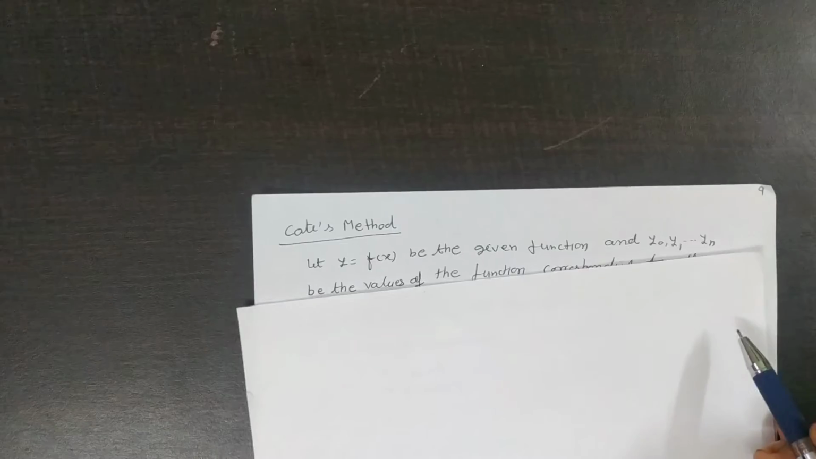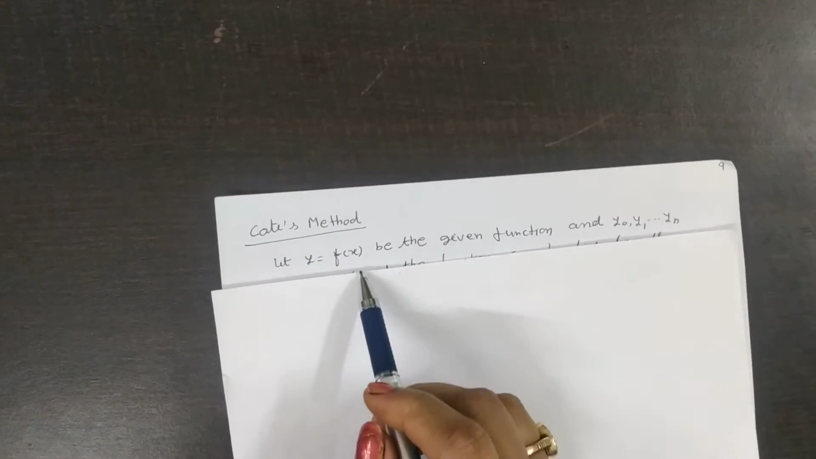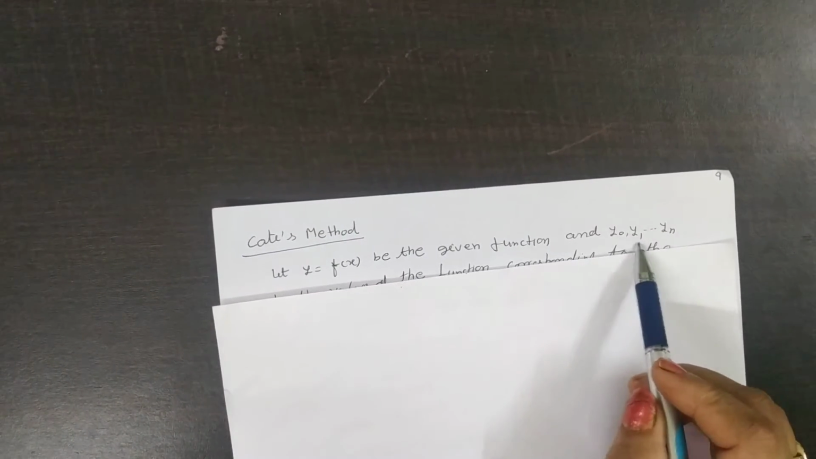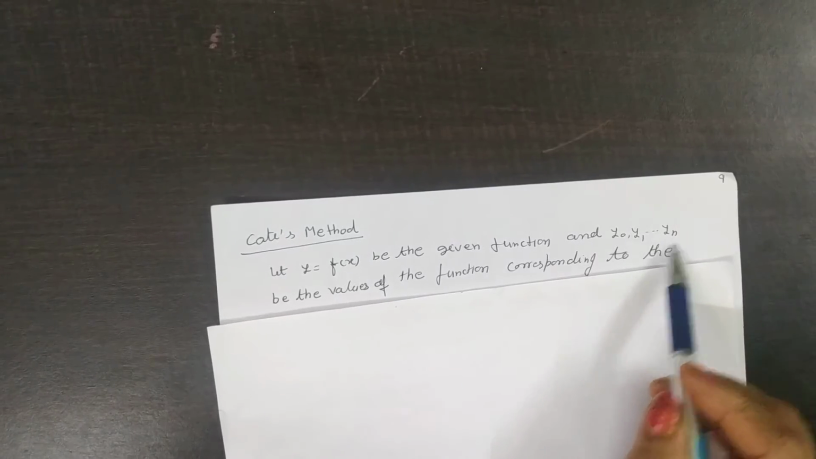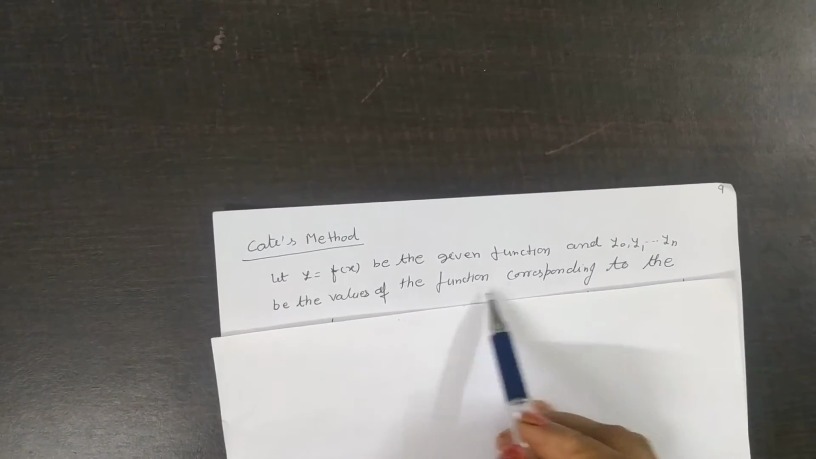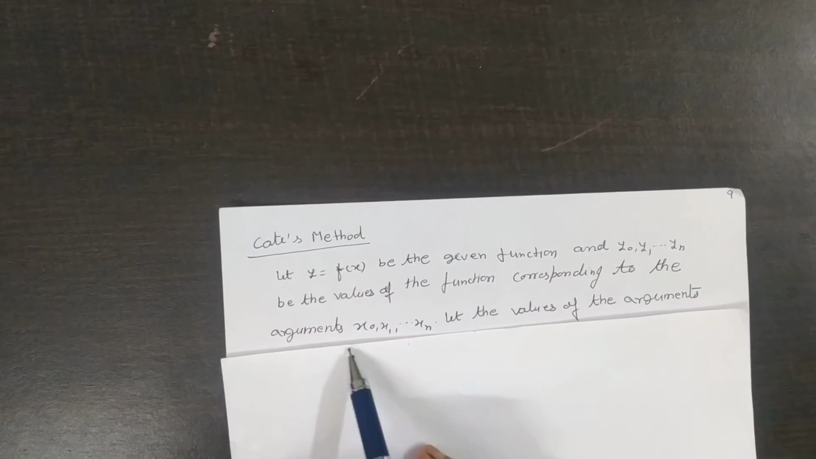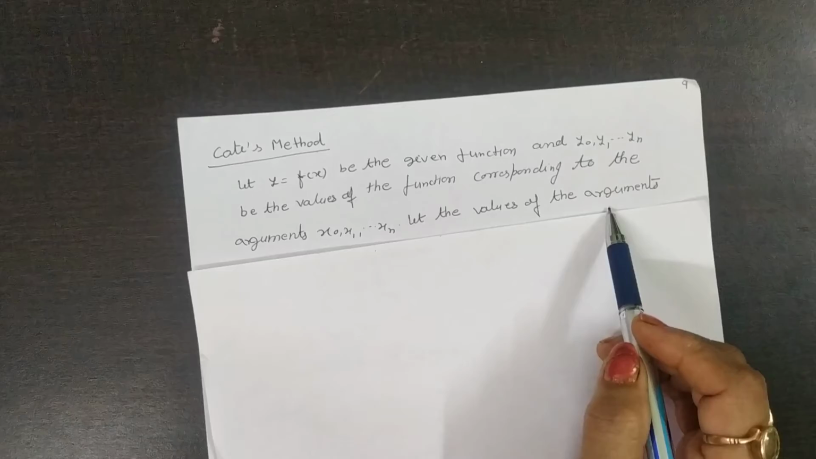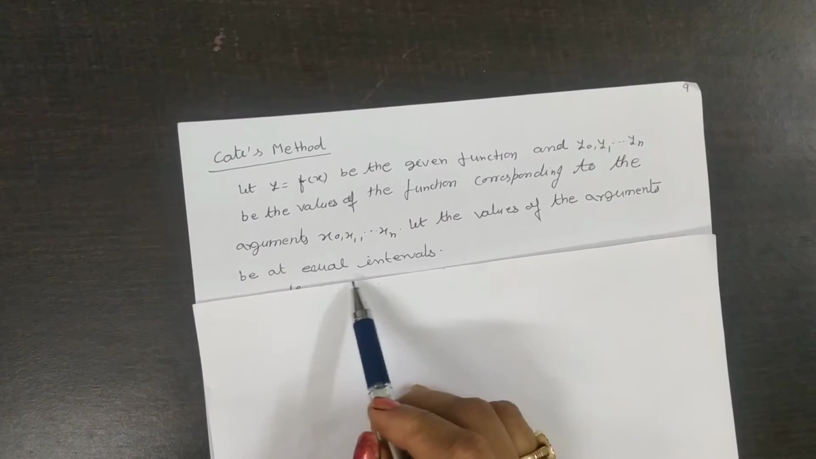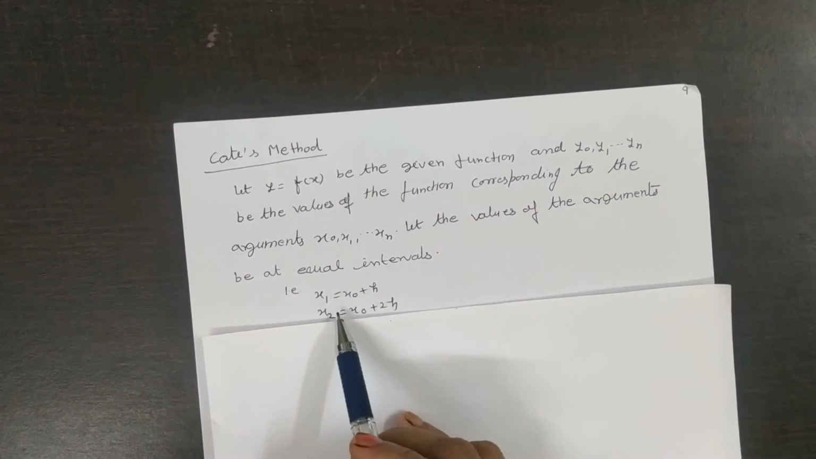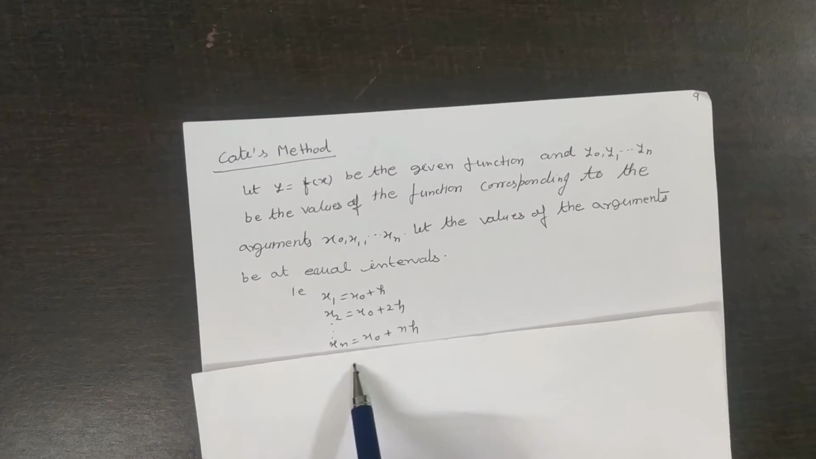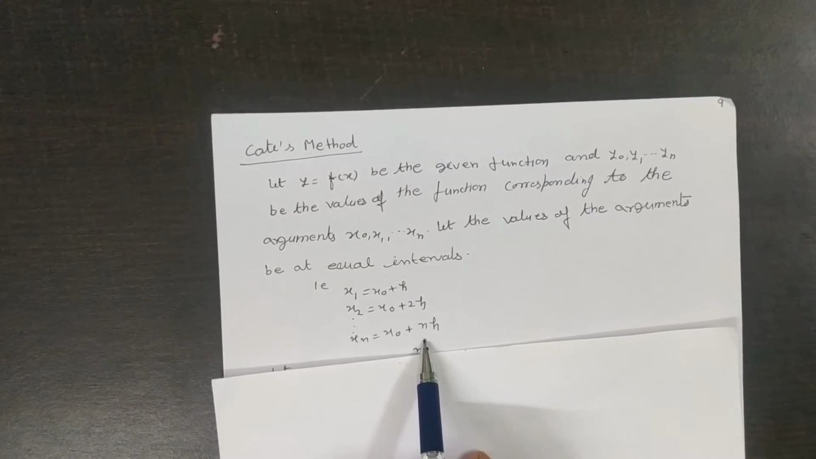Okay. Let y = f(x) be the given function, and y0, y1, y2, ..., yn be the values of the function corresponding to the arguments x0, x1, ..., xn. Let the values of the arguments be at equal intervals, that is x1 = x0 + h, x2 = x0 + 2h, and xn = x0 + nh. Is that clear?